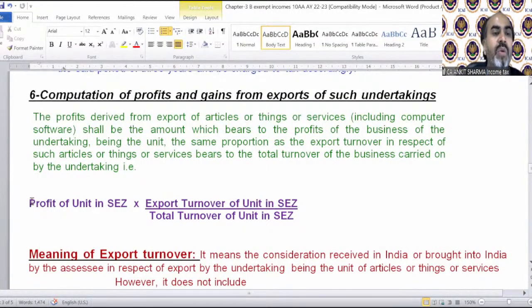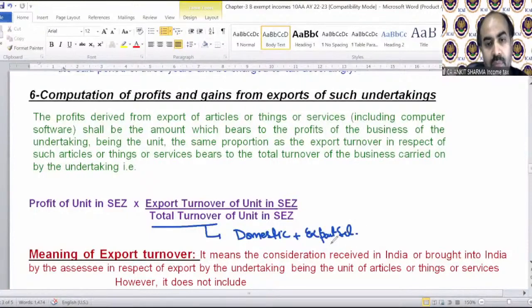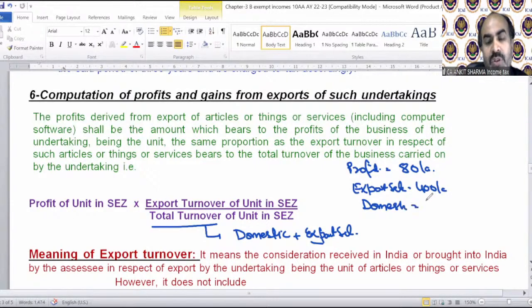The formula is: profit of unit in special economic zone, into export turnover of unit in a special economic zone, upon total turnover of unit in a special economic zone. What does it mean? First of all, let me tell you the meaning of total turnover. Total turnover means your domestic sale of that business as well as your export sale. Now, what is the meaning of export turnover? Assume that the profit of the unit is 80 lakh rupees, your export sale, suppose 400 lakh, and your domestic sale, suppose 600 lakh.